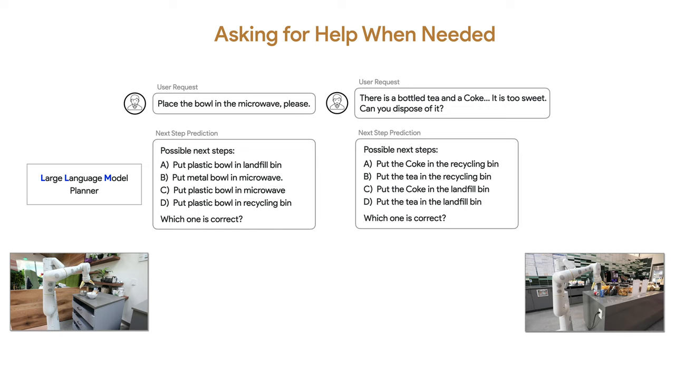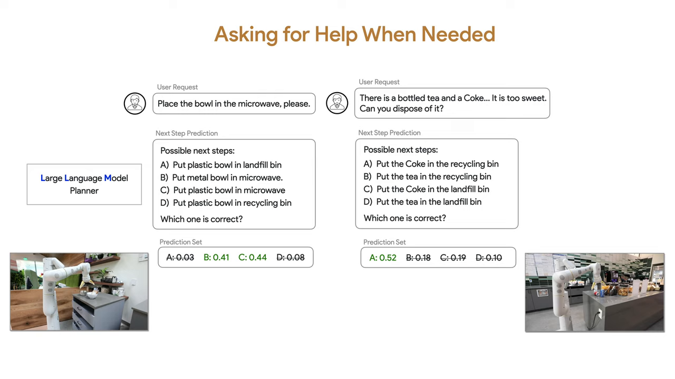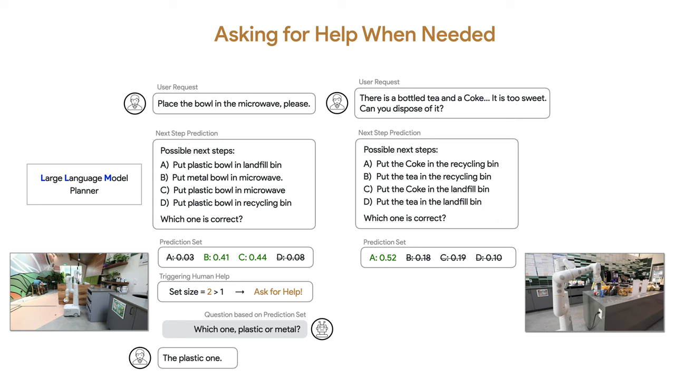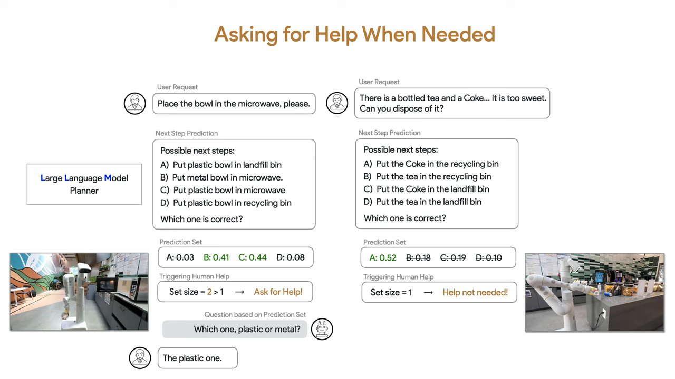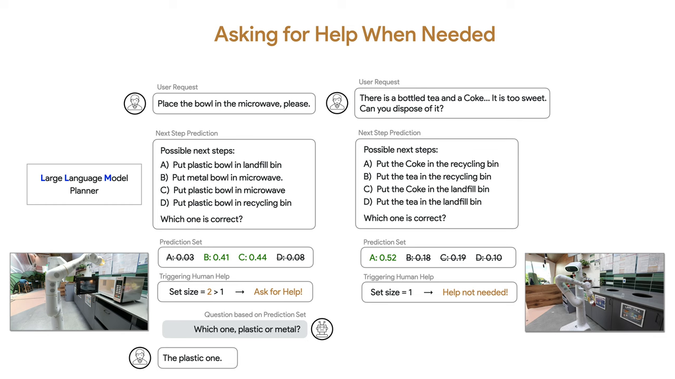After calibration, we use the calibration quantile to generate prediction sets in test scenarios, and use the prediction set to trigger human help. In the example of placing the bowl in the microwave, the prediction set size is 2, and KnowNo considers the robot uncertain among the two choices and triggers human help. With human clarification, the robot picks up the correct bowl. In the other example, the prediction set contains only one option, and KnowNo considers the robot certain about the choice and lets the robot execute the plan without human intervention.